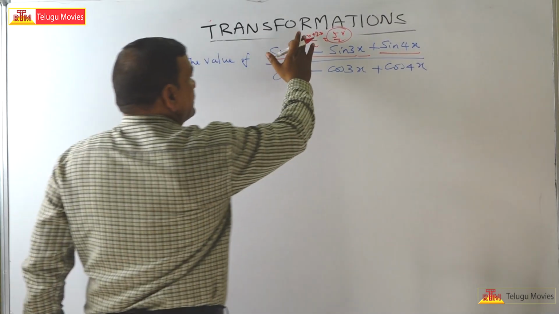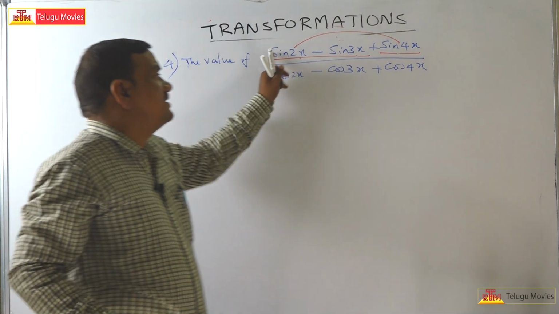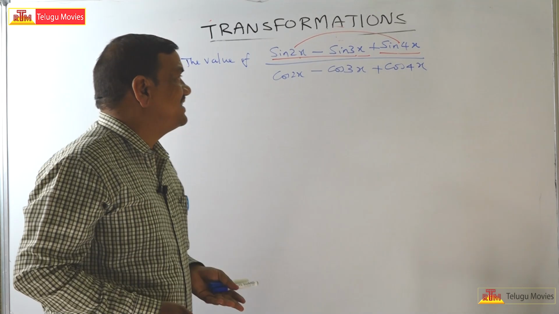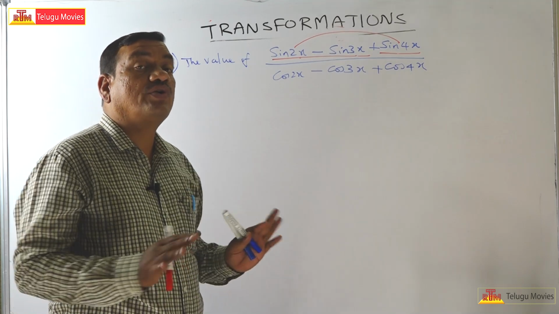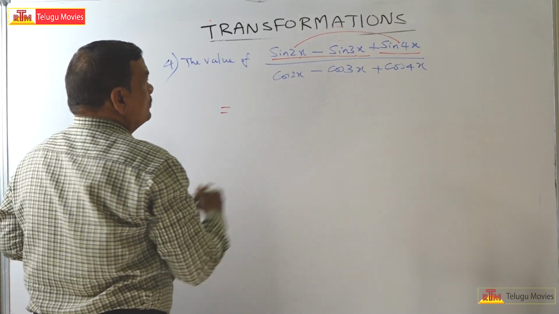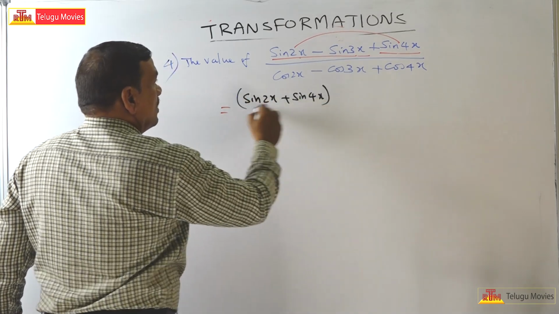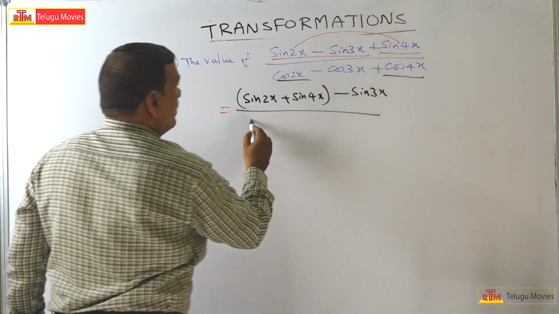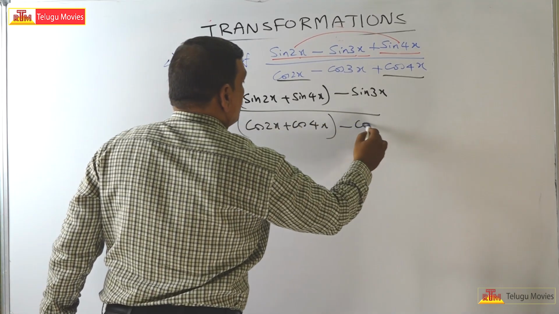So to avoid that fraction, can I combine first one and last one? See here, sin c plus sin d, 2 sin c plus d by 2, that means 2x plus 4x, 6x, 6x by 2, 3x. As easily I can combine. So therefore you can avoid the fractions. That means I can rewrite the problem like this. So this is equal to sin 2x plus sin 4x minus sin 3x. Same here also, first one, last one you combine. Cos 2x plus cos 4x minus cos 3x.